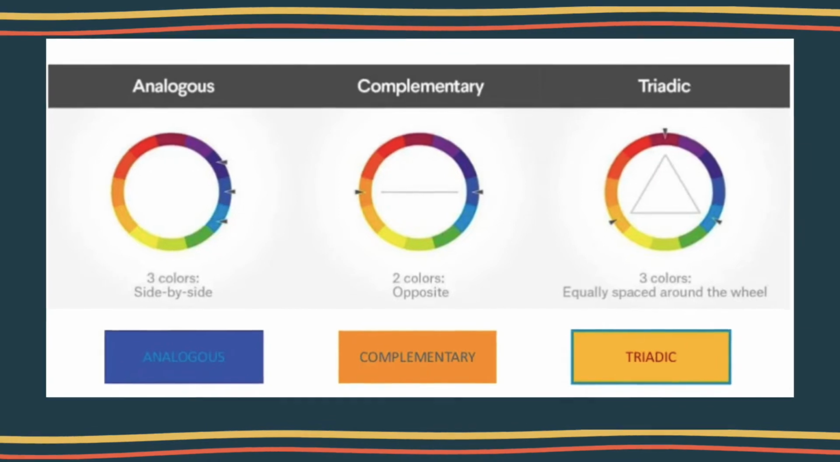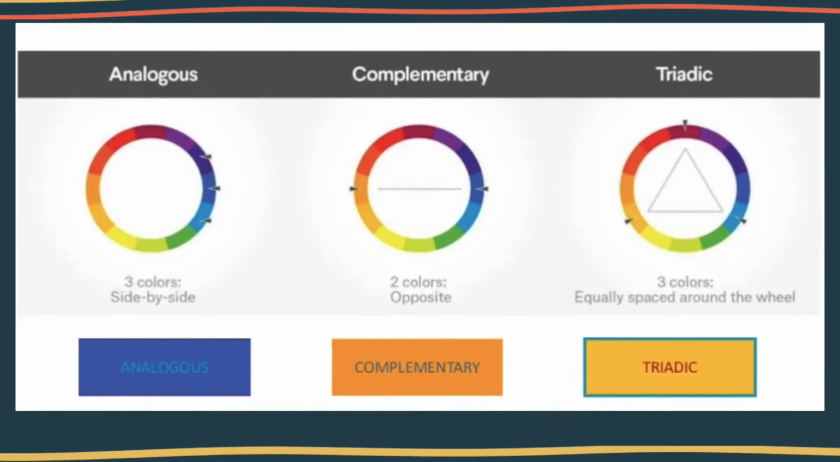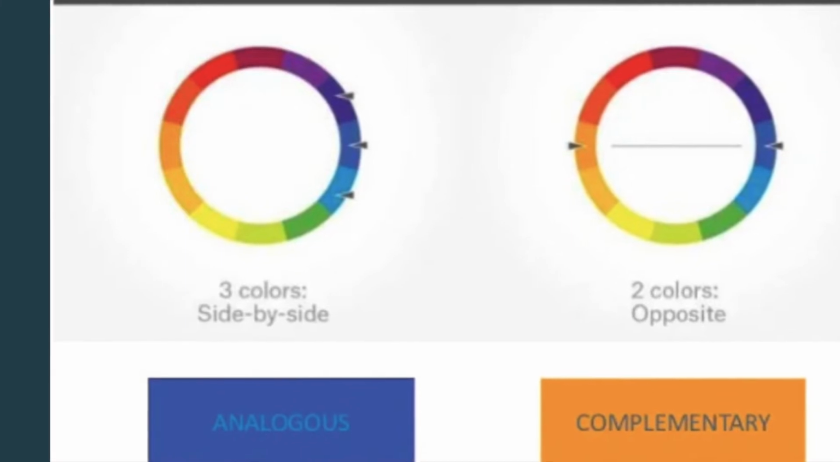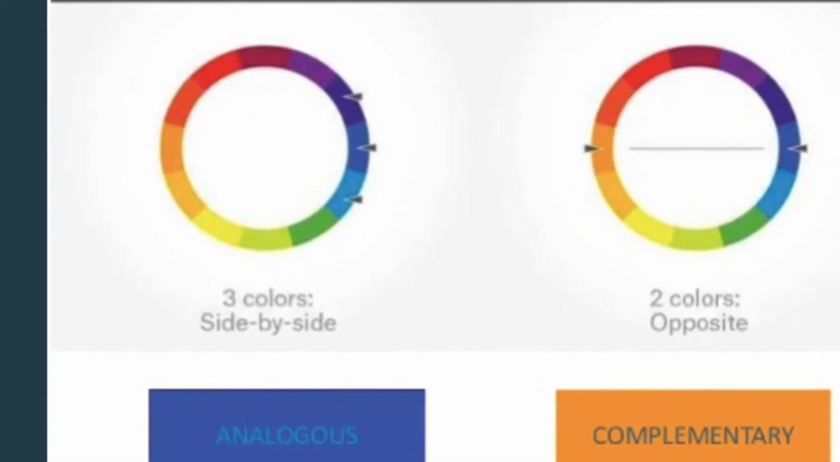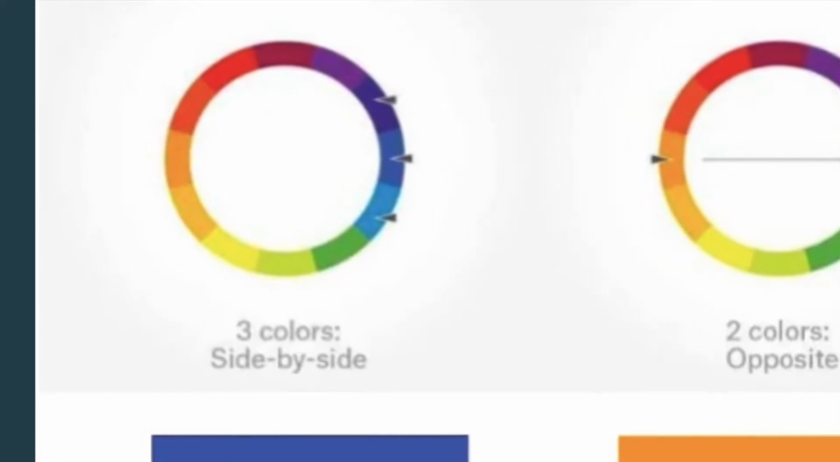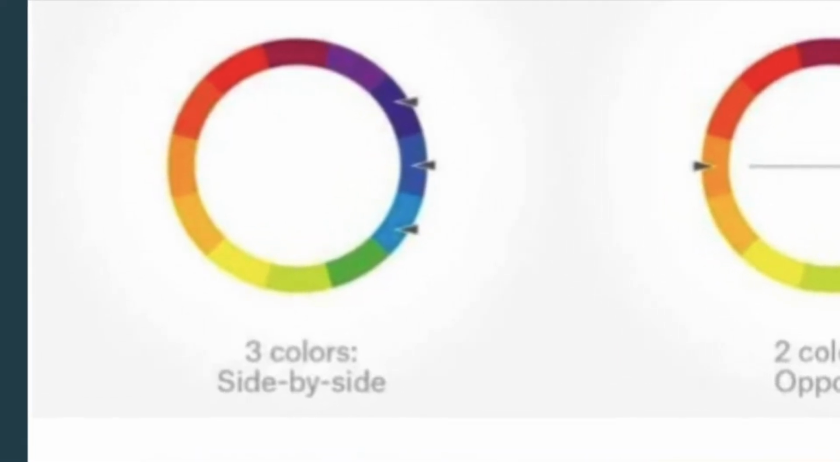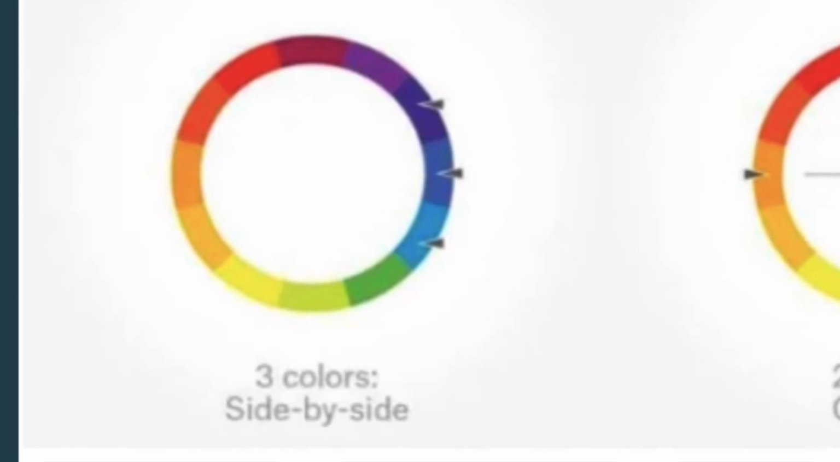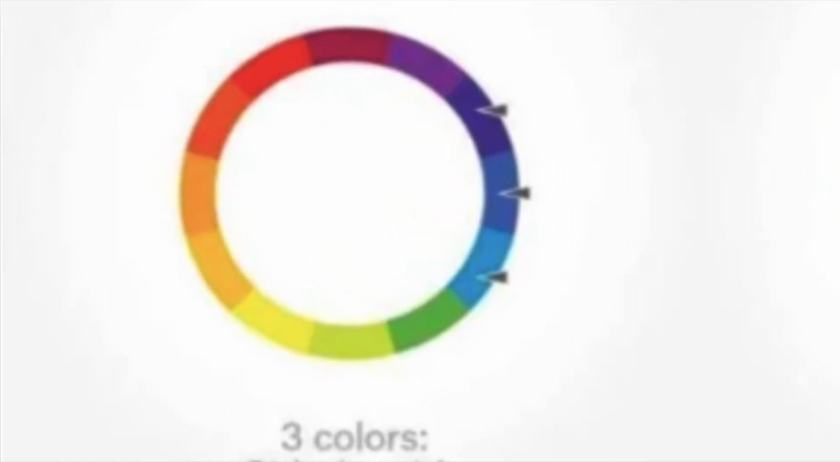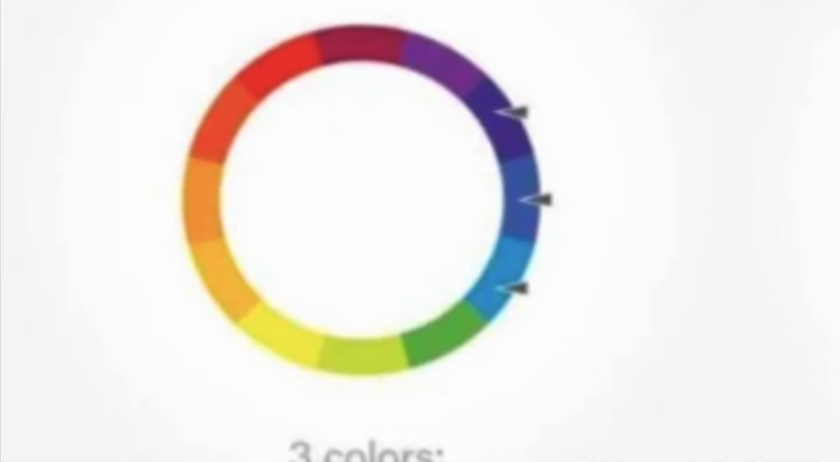So let's move on to analogous, complementary, and triadic color schemes. Let's start off with the analogous color scheme. An analogous color scheme is formed of three colors that are located next to each other on the color wheel. Analogous color palettes are commonly used when no contrast is needed, for example, on the background of web pages or banners.